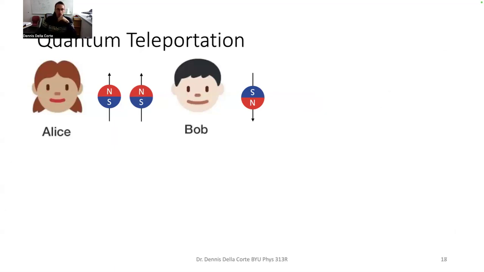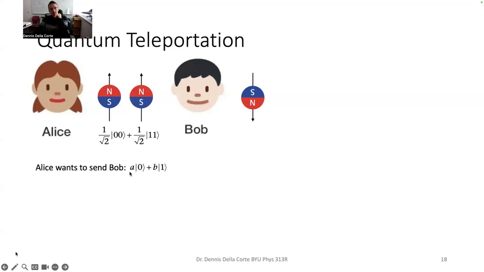Good. We're here about demystifying things. Quantum teleportation, what's up with that? Now we're in a situation where Alice and Bob again have their qubits in superposition, but Alice has another qubit. And that second qubit that she has is in some state A0, B1. And she wants this particular second qubit to be sent to Bob.